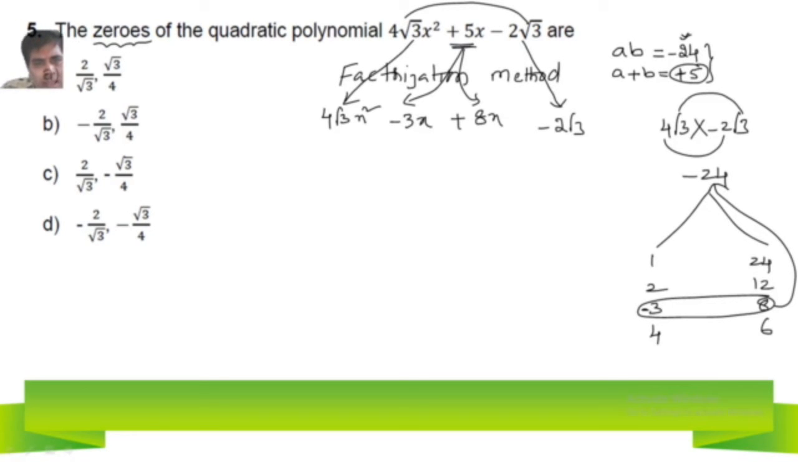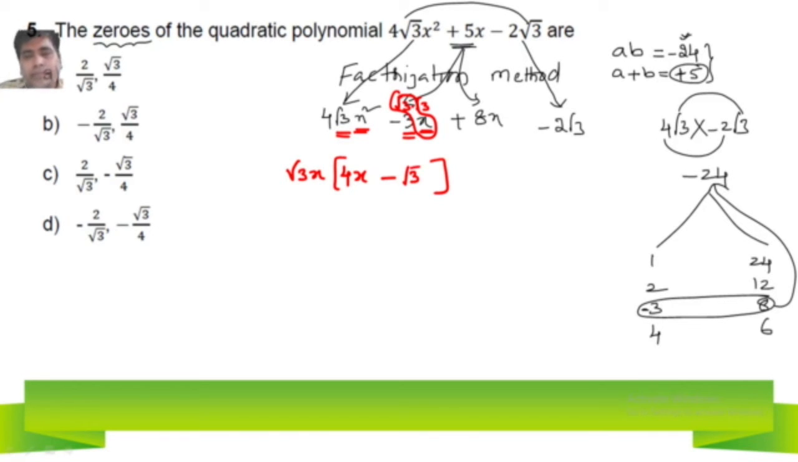Here I could see x is common in both the terms. Not only x, root 3 is also common in both the terms. Why? Because 3 can be written as root 3 into root 3. So I am taking root 3x common in both the terms. If I take out root 3x common, what is left out? 4 is left out and 1x is left out. Minus, here root 3x is gone. So what is left out?